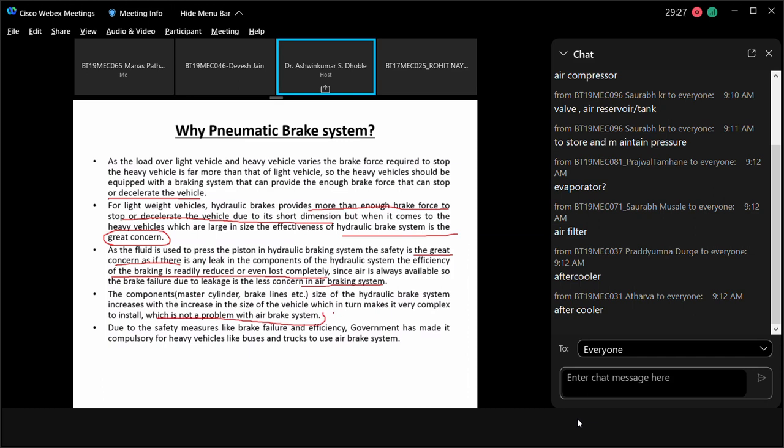Due to safety measures like brake failure and efficiency, the government has made it compulsory. Please note that, as I told you, it is mandatory for heavy vehicles like buses and trucks to use the air brake system. So this is the last point, which says that, considering these concerns for the hydraulic system, the concerns are size, the effectiveness of the brake system, and leakage.